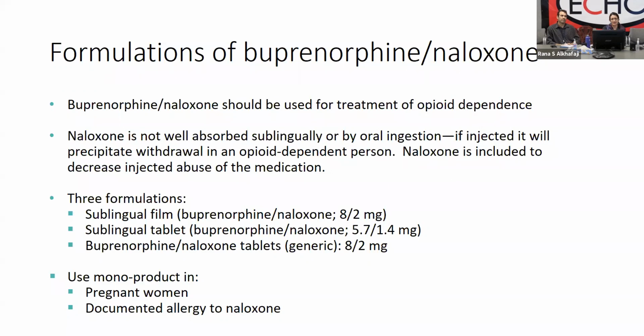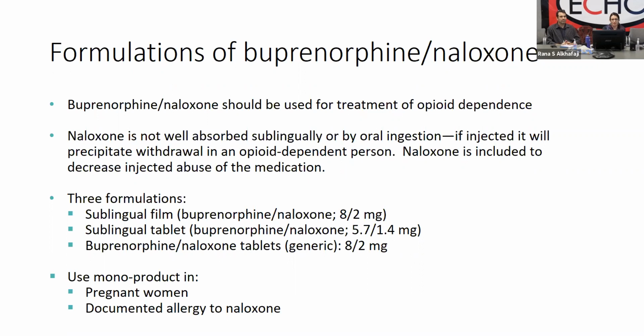It comes in these different formulations. So there's the film, and it comes in different doses, but it's in that 8 milligram of buprenorphine to 2 milligram of naloxone ratio. That's the one that's typically covered consistently, but it does come also in 12 milligram, 4 milligram, 2 milligram formulations as well.